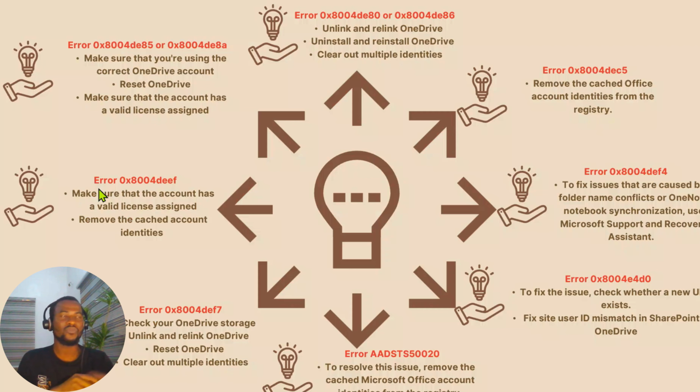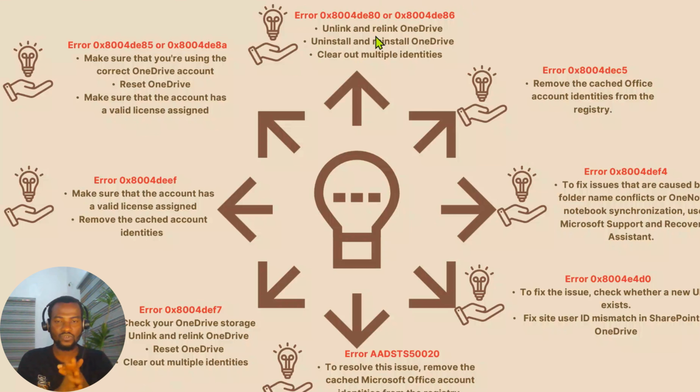Right. So the first one is the error 0x80040E80 or 0x80040E86. This error occurs when you try to sign in and it says that you can't sign in, and you receive this particular error message. So what causes this error message to pop up? One of the problems is having multiple accounts, that is duplicate accounts at the same time. And also it might be due to configurations.